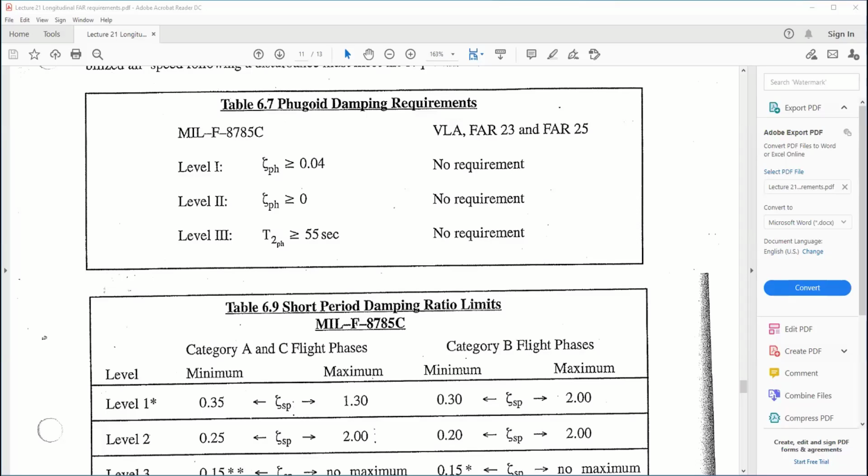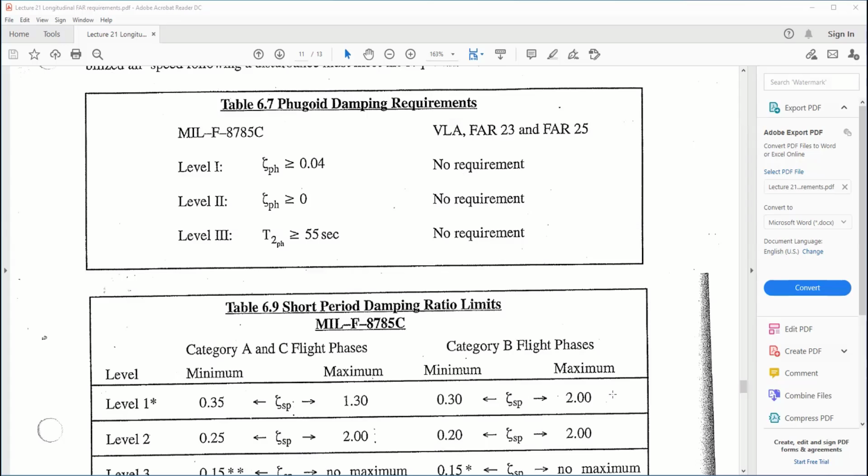Today we're going to go through the requirements for the longitudinal modes. So this is directly from your book, in chapter 6. There's the phugoid damping requirements. Notice that over on the right, there are no requirements for part 23.25, but most people use the mil specs on the left when they're designing the aircraft. So you find the damping ratio, and then you have to meet those specifications.